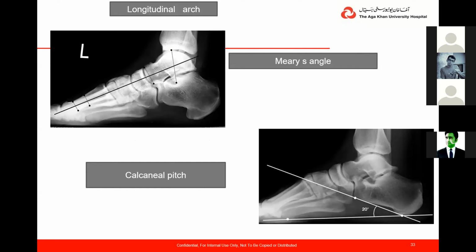So these are some axes. You can see that on the lateral, Meary's angle, and down is the calcaneal pitch. This is important from the exam point of view. You can have a small paper. If I am making the exam, I will definitely ask you to draw these normal lines.